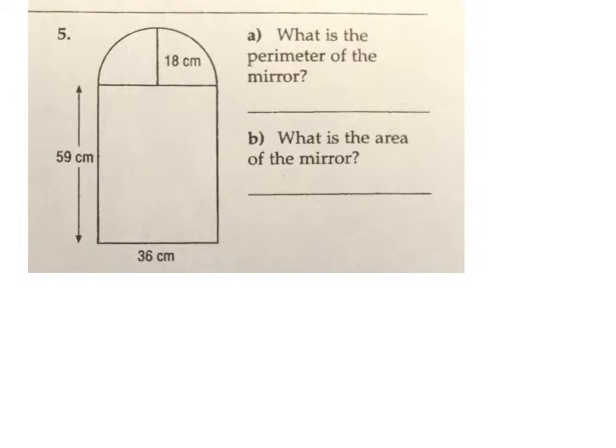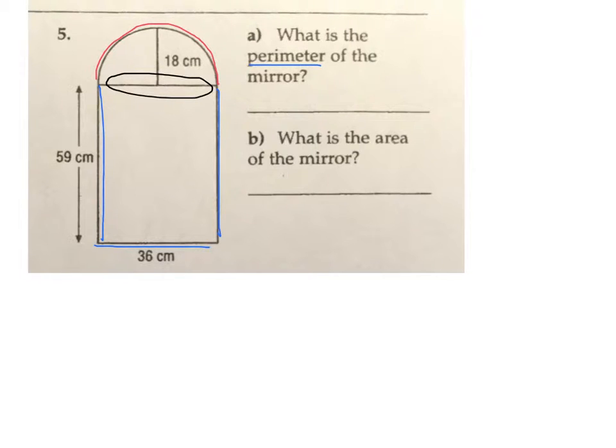The first part of this question is to find the perimeter of the mirror. Perimeter is the total distance around the outside of a shape. Now, the outside of the shape would include this part, this part, this part, and this curved part. Don't get confused and don't include the inside, because that's not part of the perimeter.